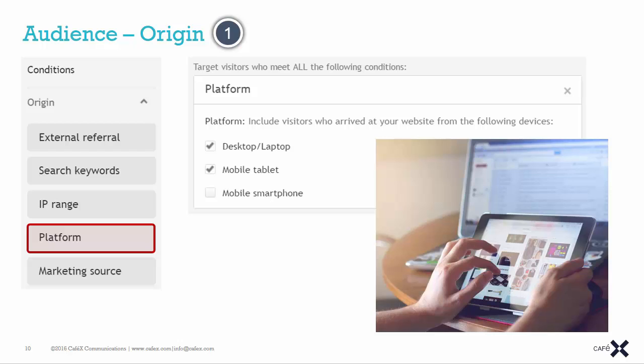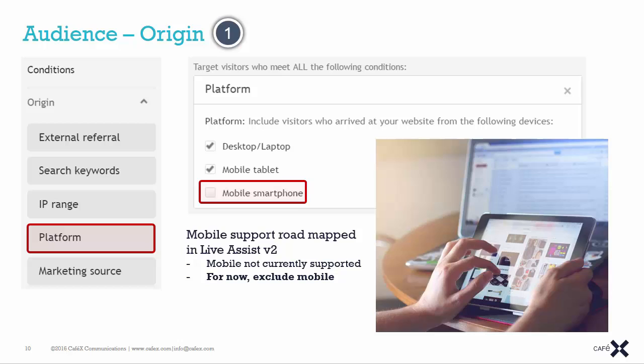In other words, you can target based on if the visitor is using a full computer as opposed to a tablet or smartphone. Since version 1 of Live Assist for Dynamics 365 does not yet support mobile, well, you'll want to exclude mobile platforms just for the time being. But don't worry, full mobile for web support together with native app integration and support will be available soon.